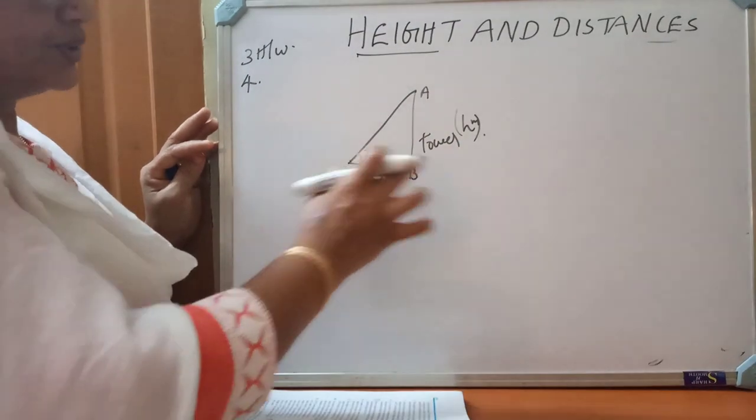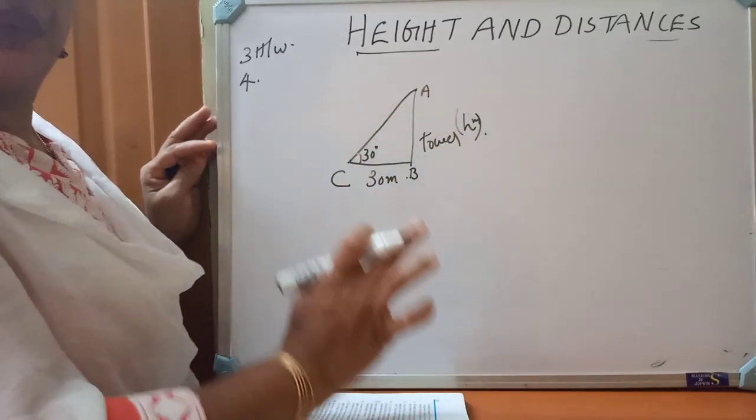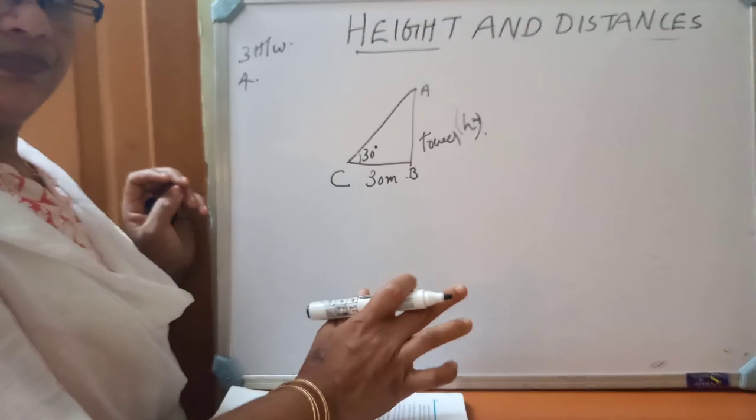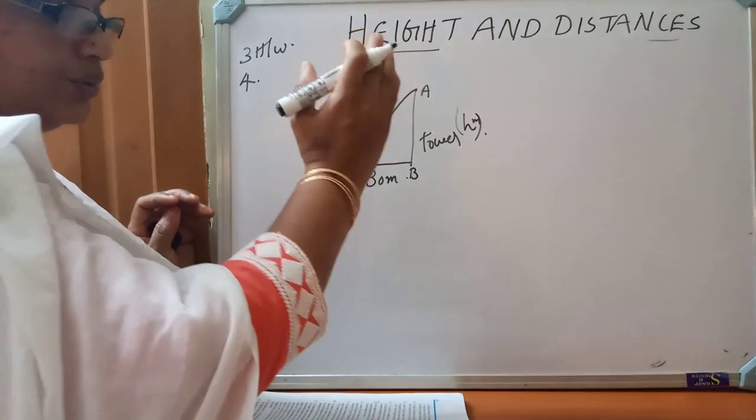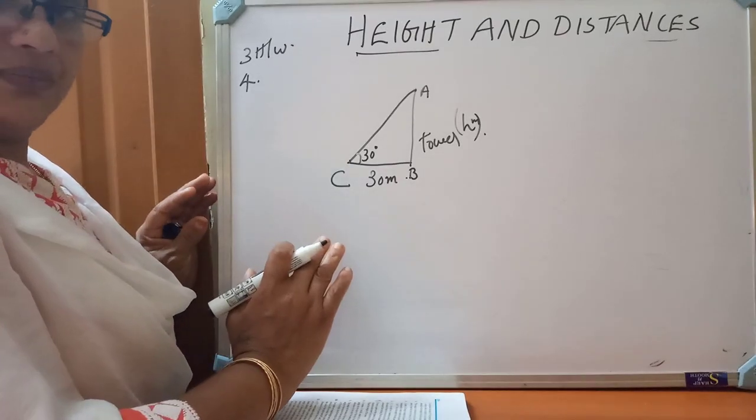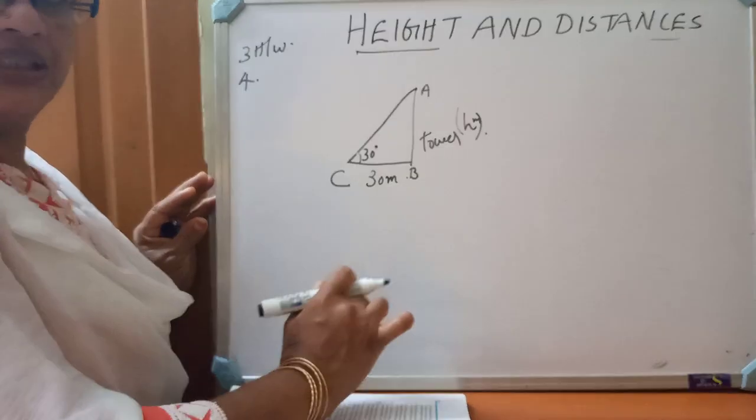Based on that, substitute the other values, you will get the measure of AB, that is the height of the tower. Understood clearly? So read the question carefully. Based on the question, you have to draw the diagram, a rough diagram. Then calculation is simple. Okay.